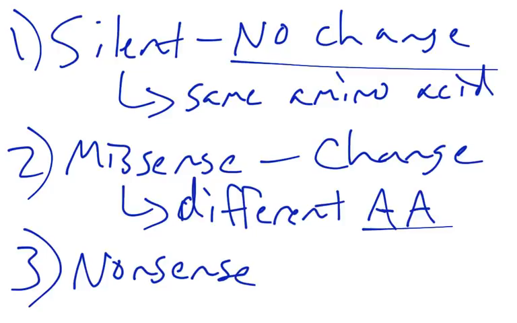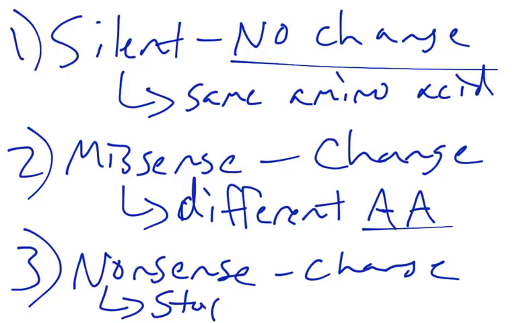A nonsense mutation is where it still causes a change, but what it does is it causes what we call a stop codon. So when we're going to make a protein, and again, this will make more sense in chapter 14, when it gets to this section, it tells the body to quit making the protein, to stop, that's the end of the protein. So a lot of times you get an incomplete protein, and therefore it won't be functional. And again, that will have an adverse effect on the body.